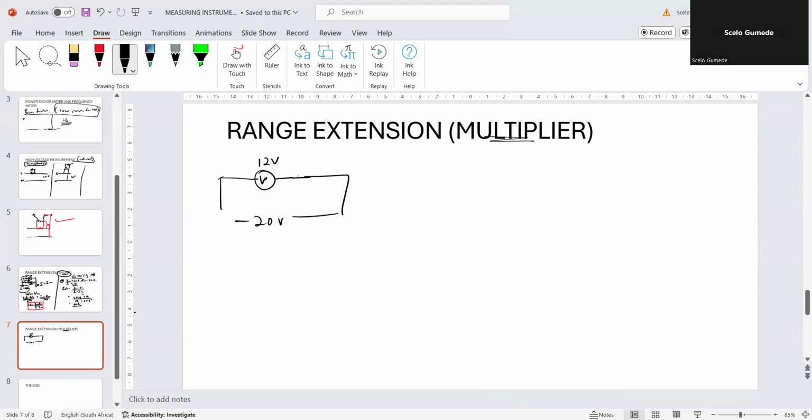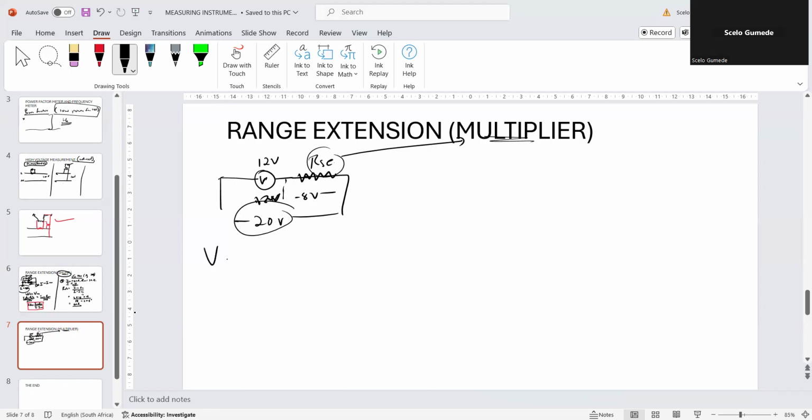So what must I do? I then put a series resistor, R series. This resistor is called a multiplier. Now what's going to happen? 12 volts will be there, and this one will share the what? The 8 volts, because the voltage will split in series. So now we have extended the range. It is now able to take in how much? 20 volts. But how much is that multiplier or R series?